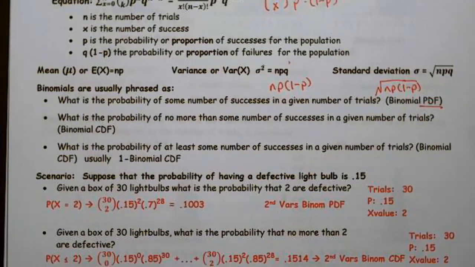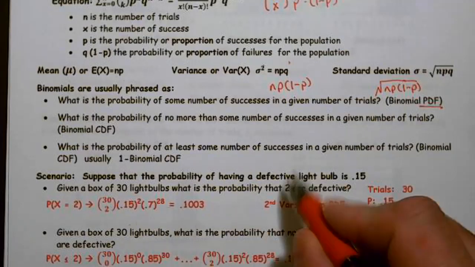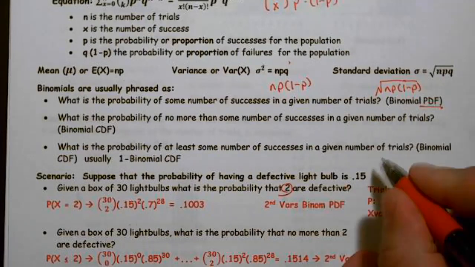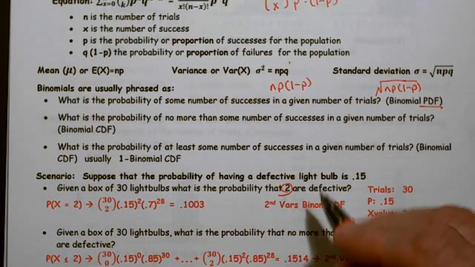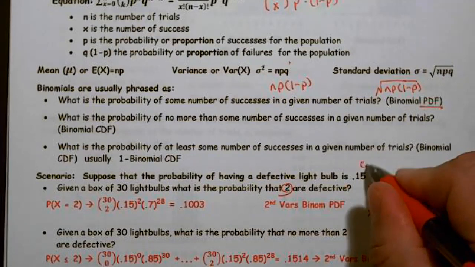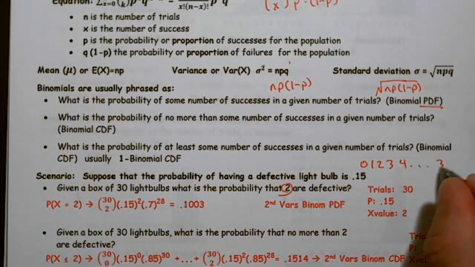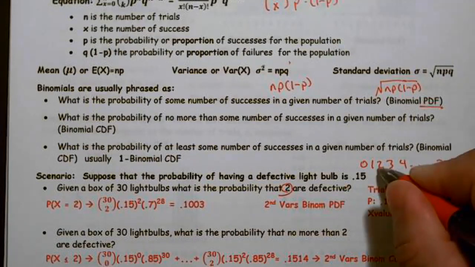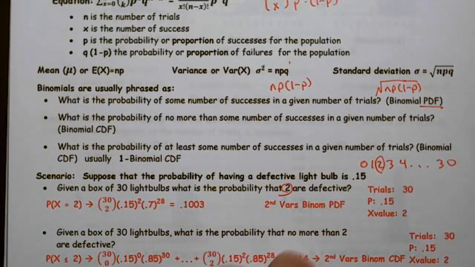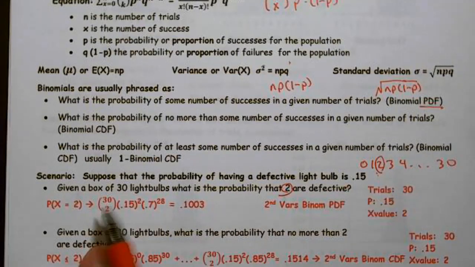So suppose the probability of having a defective light bulb was 0.15. Given a box of 30 light bulbs, what's the probability that 2 are defective? Well, we have a specific number of defects, and in this case, we have 30 light bulbs. We could have 0 defects, 1 defect, 2 defects, 3 defects, 4, all the way up to 30. But I'm only interested in having one singular value. So what's the probability of having 2? Since I circled one value, this is telling me that it's going to be a binomial PDF.